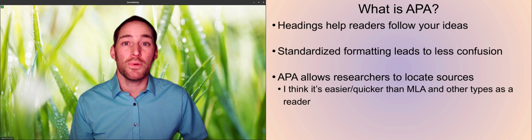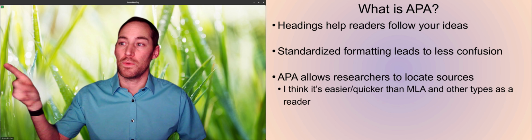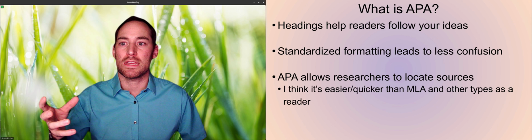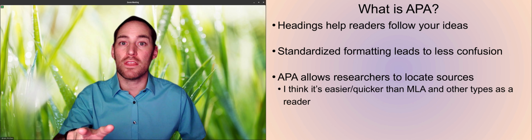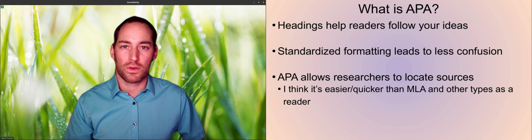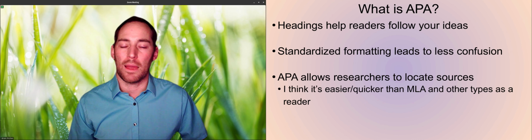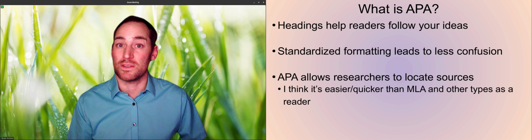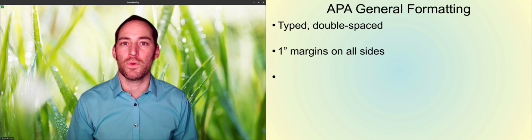APA also makes it pretty easy for researchers to locate sources. So as I read this sentence, I say, oh, this idea came from this paper from these researchers and this paper from these other researchers. So it helps me go to the references and look those papers up really quickly. I think it's a little easier and quicker, but again, I'm maybe biased in that way because this is what I've been trained on.